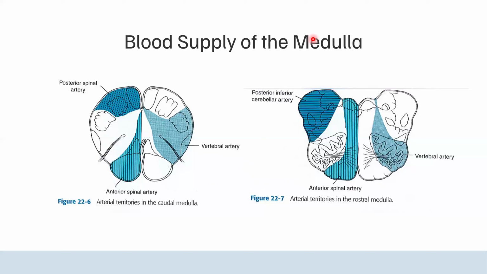The blood supply of the medulla is something that we've already discussed. However, medially, it is going to be by the anterior spinal artery. Laterally, it is by the vertebral artery. Ignore this PICA and this posterior spinal artery for the sake of the exam. Okay? So just remember that medially, it is anterior spinal. Laterally, it is the vertebral artery. Those two are the most important by far. All right, we finished with the medulla now.